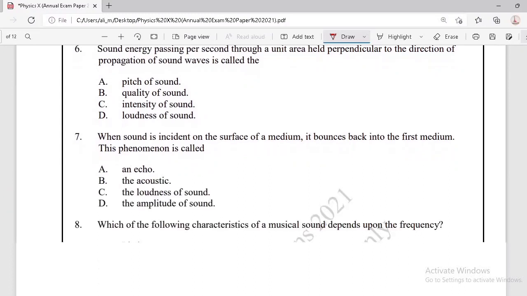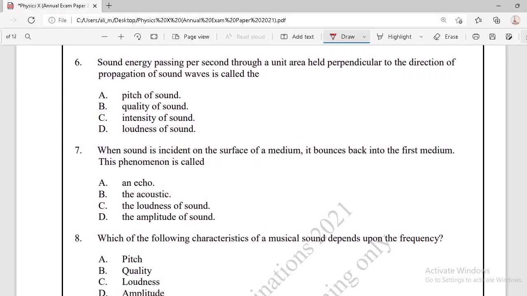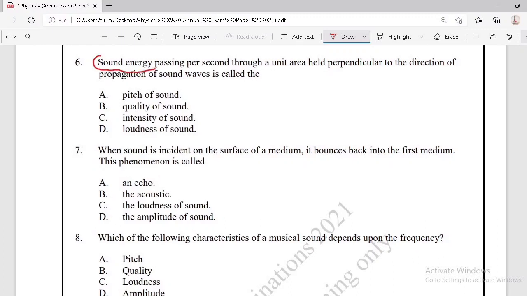Now let's see question number 6 and 7. Sound energy passing through a unit area that is held perpendicular to the direction of propagation of wave. This is actually the definition of the intensity of sound. The energy passing through a unit area in a unit time. This quantity, that is joules per second per meter square, is known as intensity of sound. So the correct answer for this question number 6 is option C.